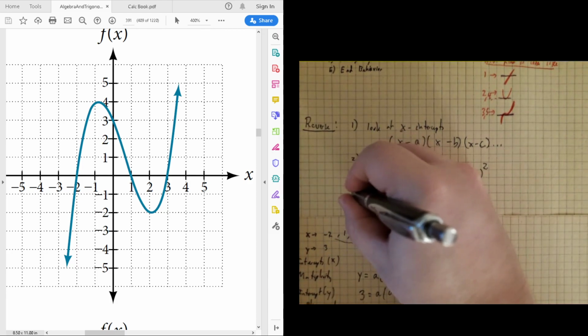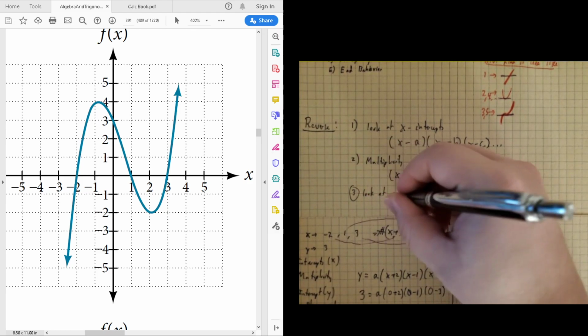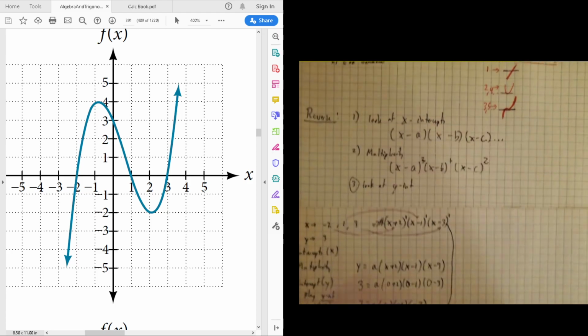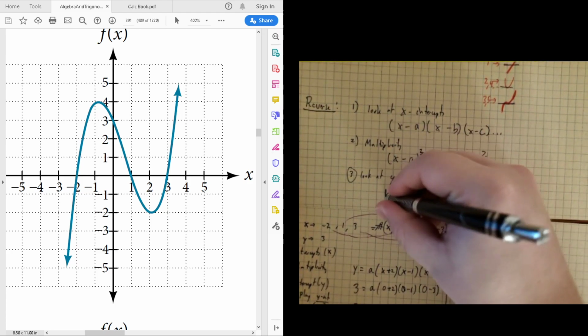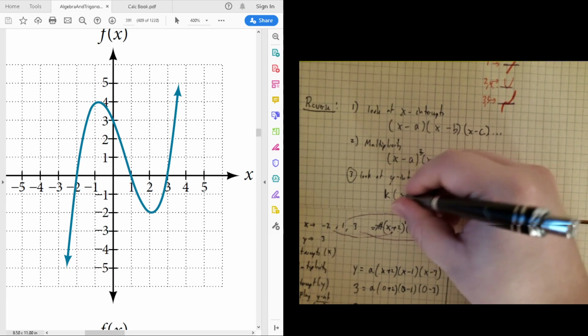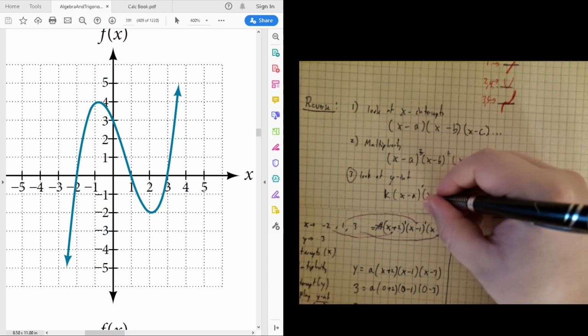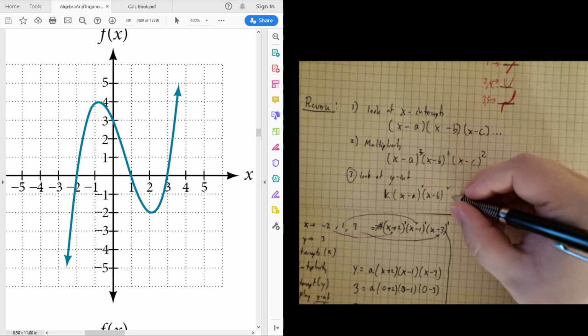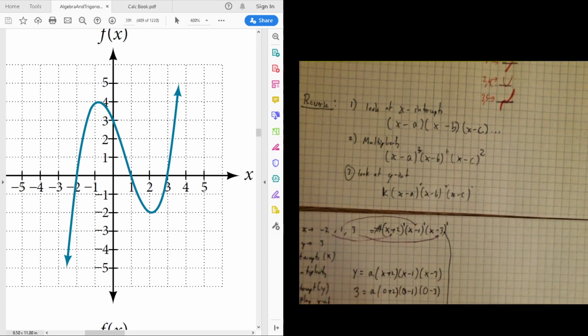And then the last step is going to be to look at the y-intercept, and use that to find that number out front, which in my example we called x, but to be consistent, I'm going to call it k. Then put k times x minus a to a power, times x minus b to a power, times x minus c to a power, and solve for k. That's the big thing. This is how we're going to do this process.